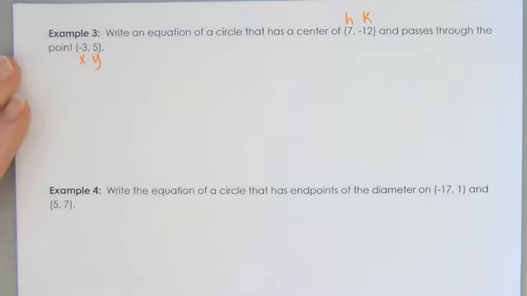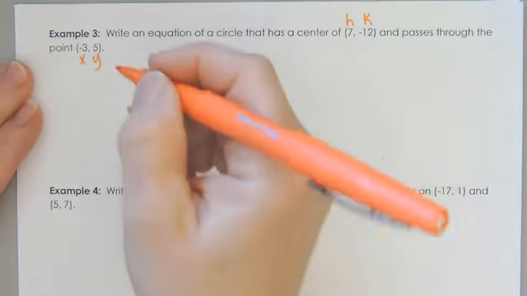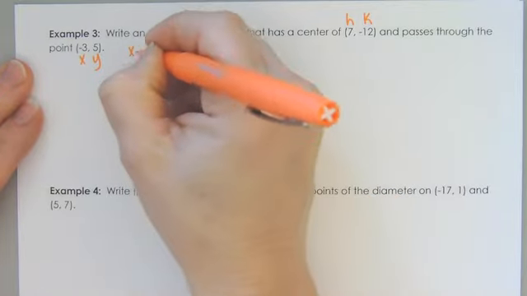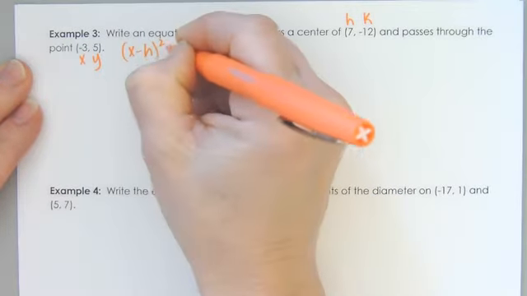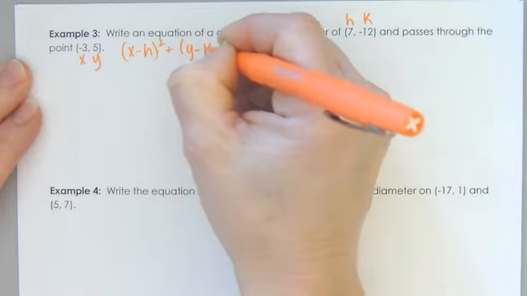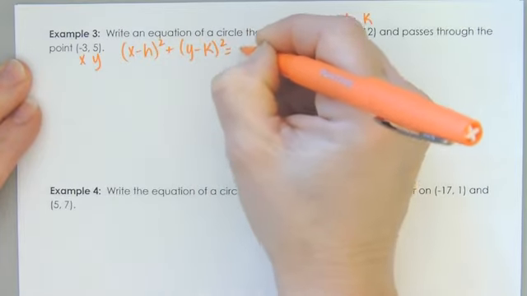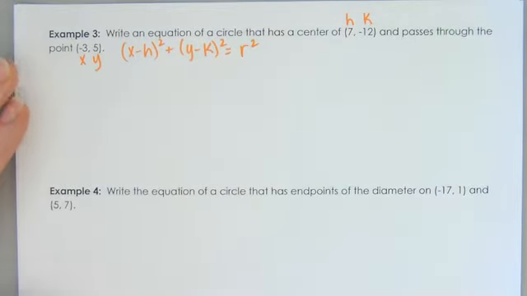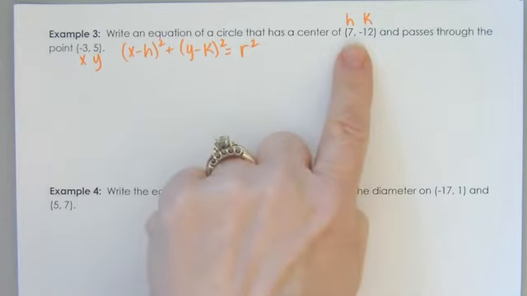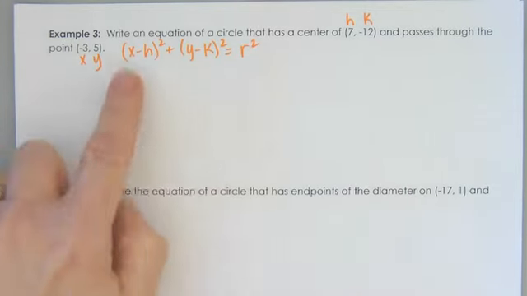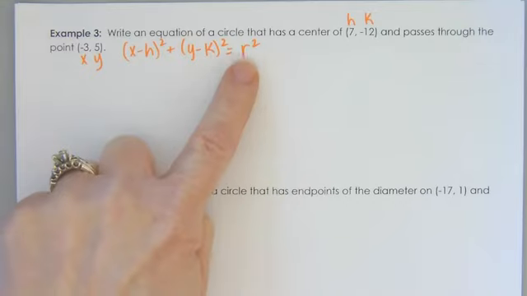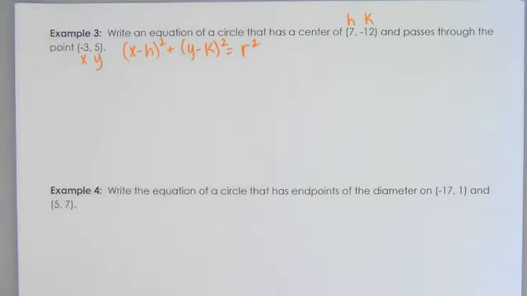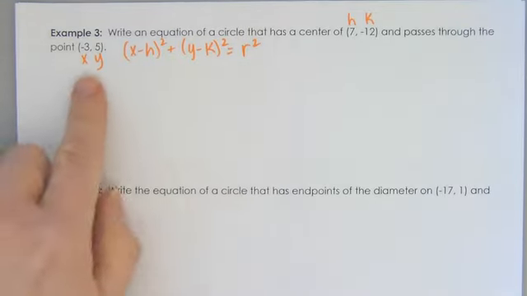First thing I'm going to do is write down my formula so you can just see what we have. So the formula is x minus h, all of it squared, plus y minus k, all of it squared, is equal to r squared. We already have our h and k that I can plug in here and here, but the problem is we don't have r. So actually, if you look, we just have everything we need here.